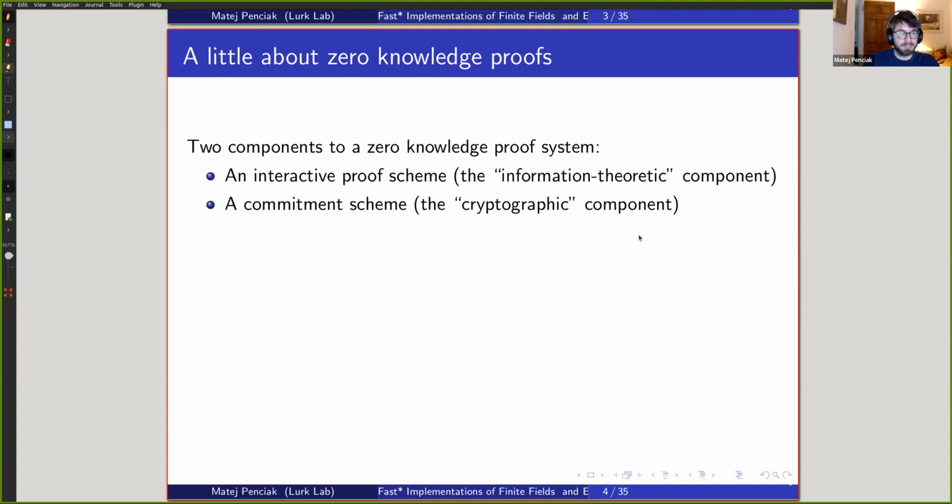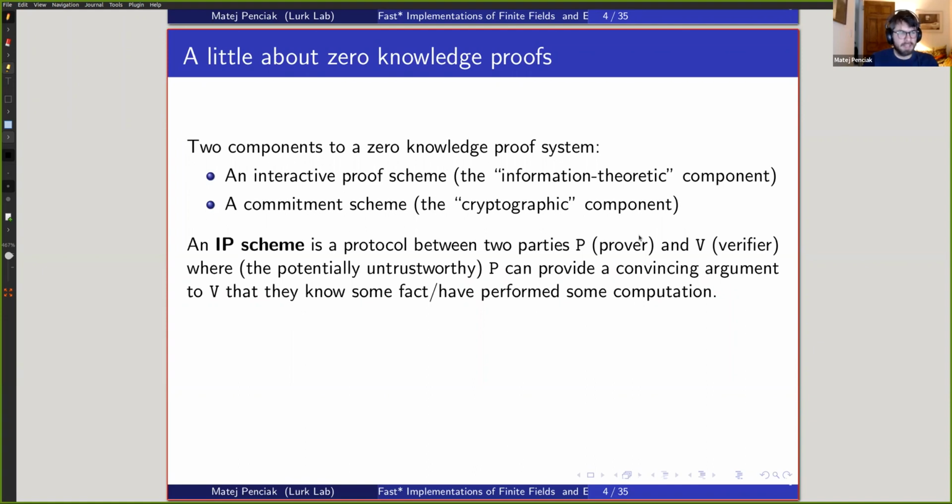And then the second aspect of zero knowledge proof schemes is so-called commitment schemes. An interactive proof scheme is a protocol, as I was saying, between a party P, called a prover, and a verifier, where the verifier is trying to verify a fact that the prover is giving to them, where the prover is not necessarily supposed to be trustworthy.